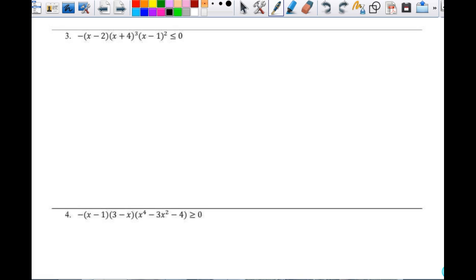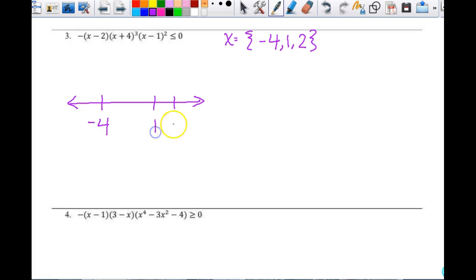So number 3, my zeros are going to be -4, 1, and 2. Yes? Okay. And then there's this. So -4 can be down here, and then 1 and 2 are going to be closer to each other. Are my circles open or closed? Closed circles. All right, I'm going to let you work on this sign chart here.